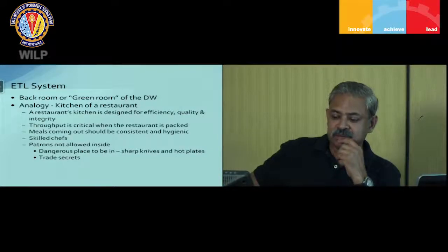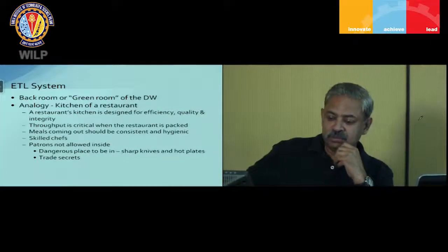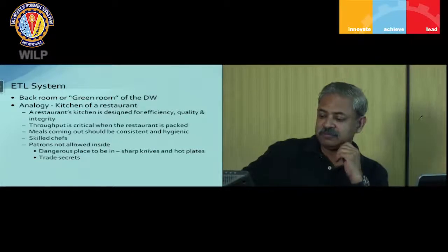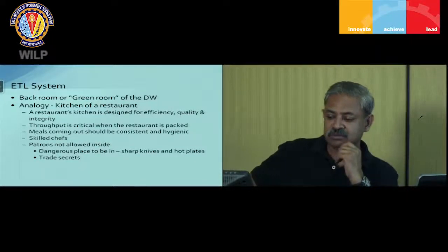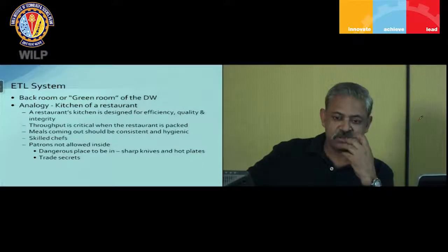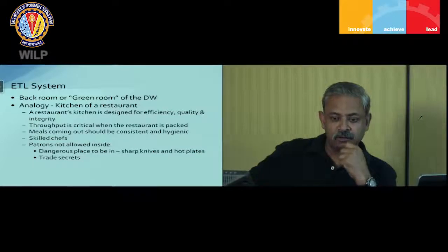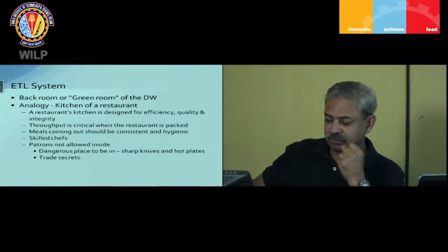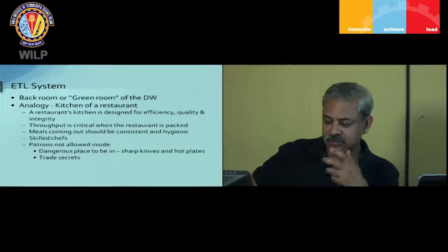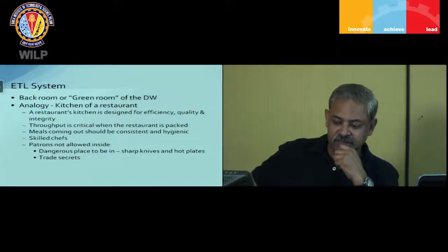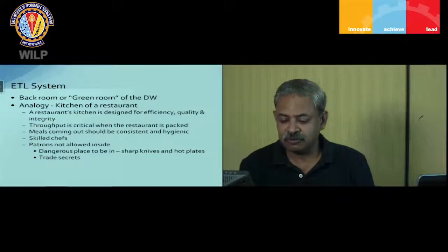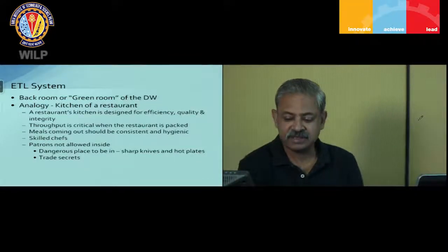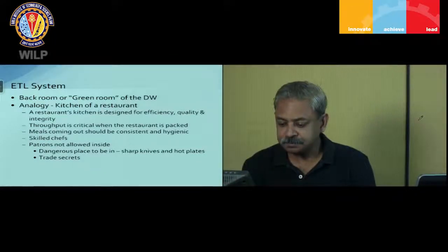An analogy is with the kitchen of a restaurant. A restaurant's kitchen is designed for efficiency, quality, and integrity. And throughput is critical when the restaurant is packed, when there are lots of customers. You should be able to prepare the meals in quick time, right? And meals coming out should be consistent and hygienic. And for this, we need what are called skilled chefs, right?